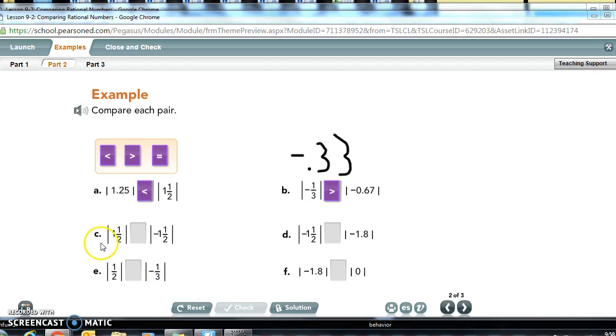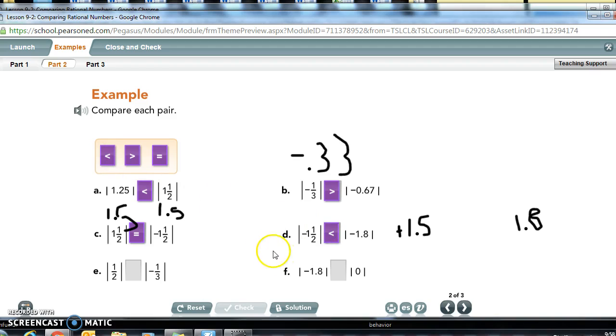Okay, here I have the absolute value of 1 1/2, which I know will be equal to 1.5. Okay, and the absolute value of negative 1 1/2, well, that's also equal to 1.5. So I should put an equal sign in there. Go ahead and try this one. Okay, if you want, you can pause and do the next few and see if you were correct. This one I know is negative 1.5, and the absolute value of that is going to be positive 1.5. And this one is negative 1.8. The absolute value of that is 1.8. So which one is bigger? I would much rather have $1.80 than $1.50.